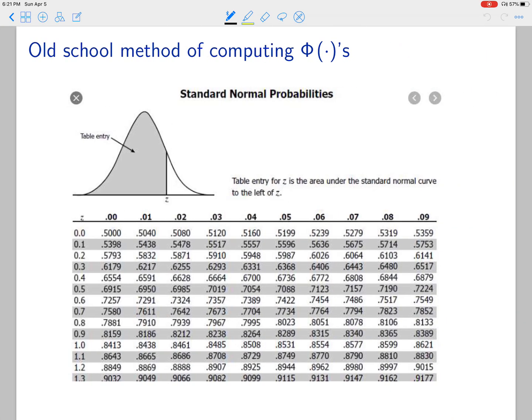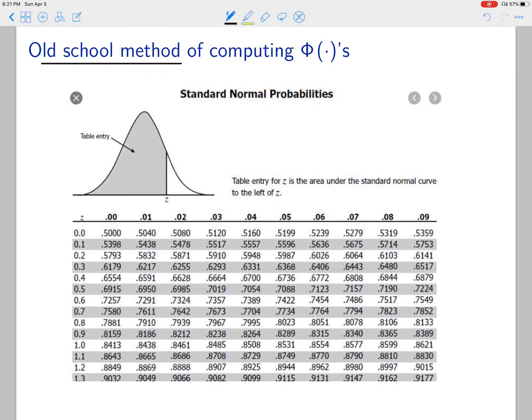So the key is to compute this phi of d1 and d2. There are two generally accepted ways of doing this in this class. The first way is this thing called the old school method. The second way is the new school or the modern method. In the old school method, you're going to use some z table from Stats 101 to compute the phi's.